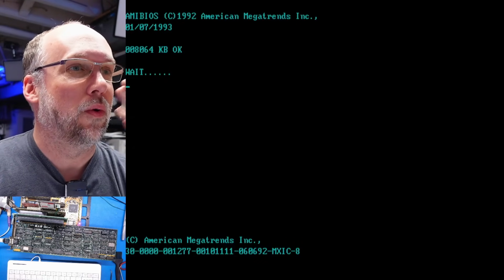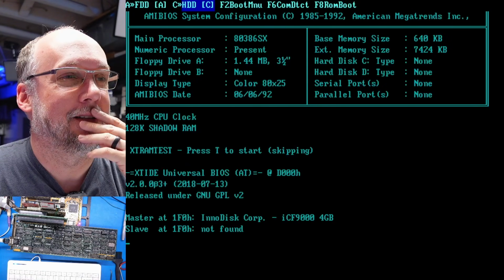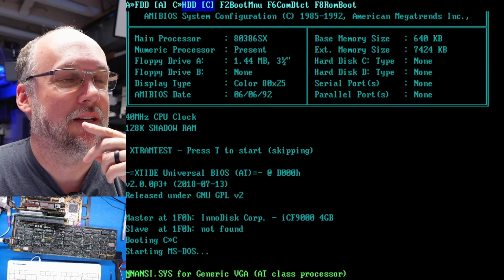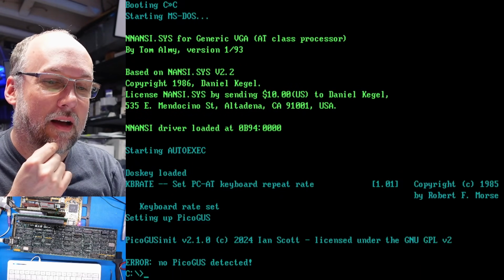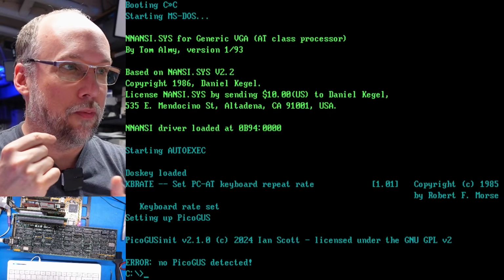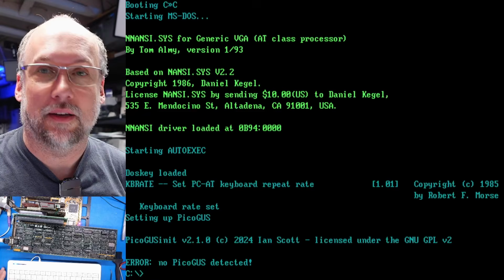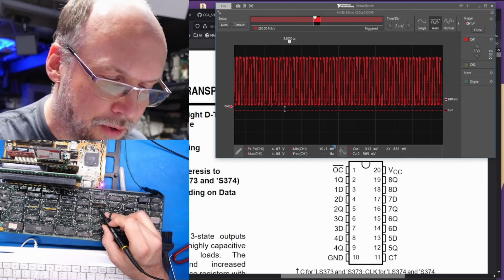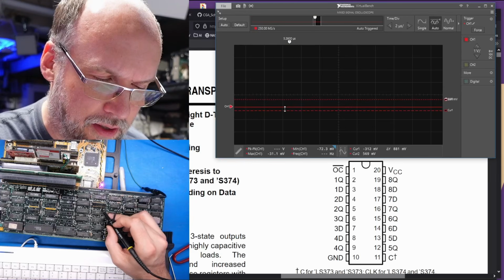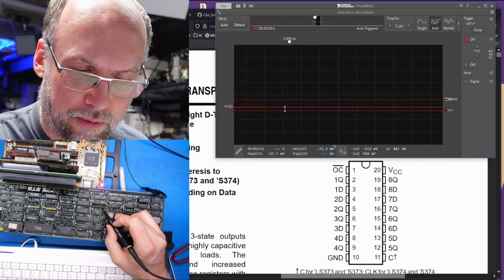So here we go. Let's see if this thing is working still. Oh no! Okay, well, that's really interesting. I'm quite confused. Let's scope the output to that pin. Okay, so we're on pin 14, that's the input, and that's the output. It's just nothing. And that's the output 7Q, and that's the input.